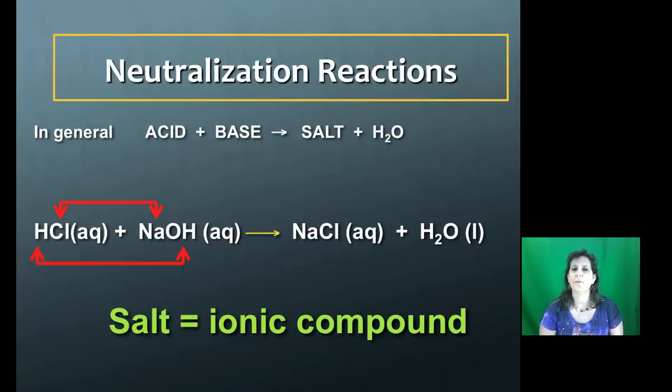A neutralization reaction, we've already covered those. In general, an acid plus base makes a salt plus water. Now what is a salt? Well, it's a metal and a nonmetal that come together and either bond or stay dissociated in water. We call these salts. It's just an ionic compound, a metal and a nonmetal.